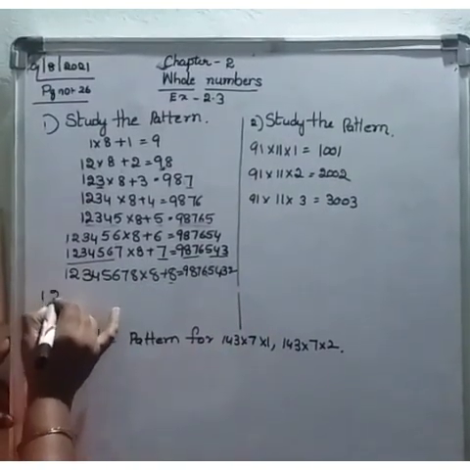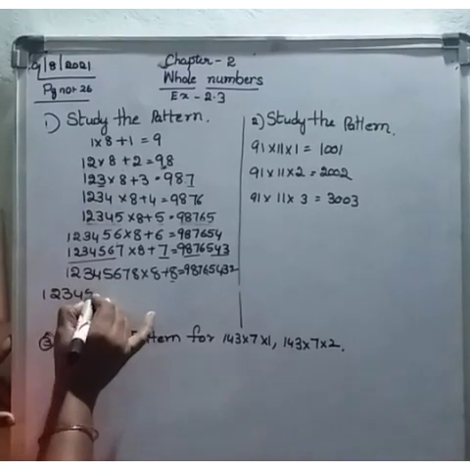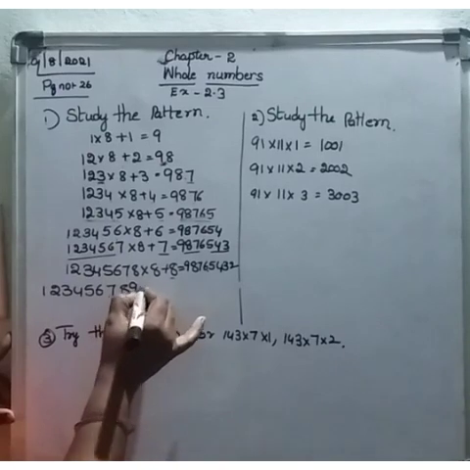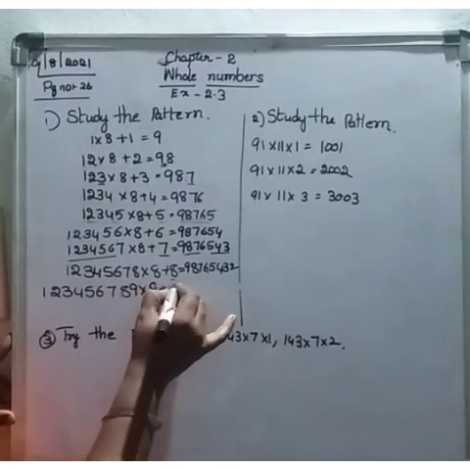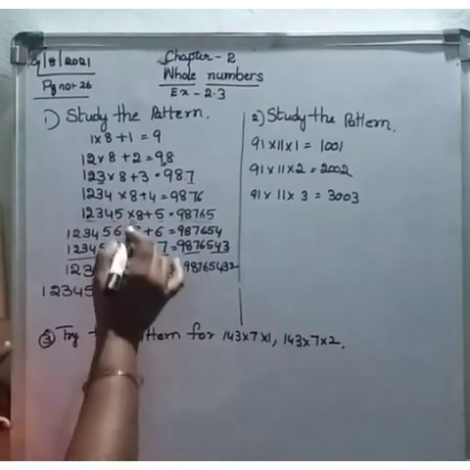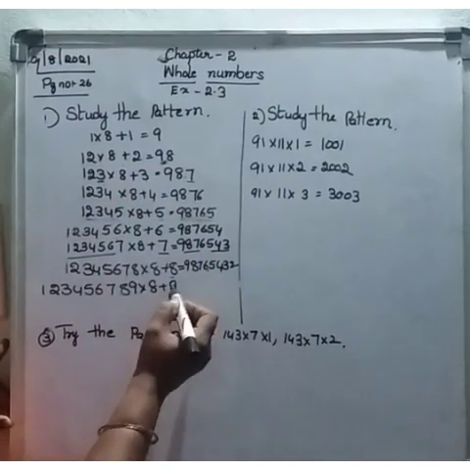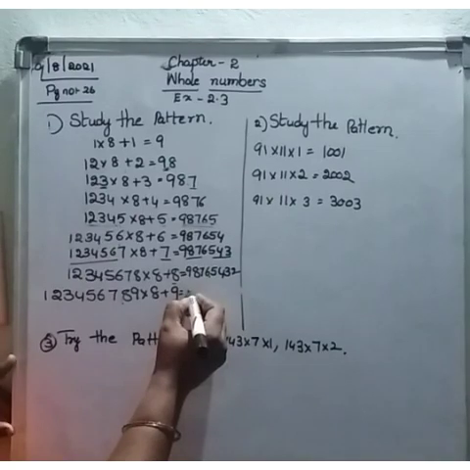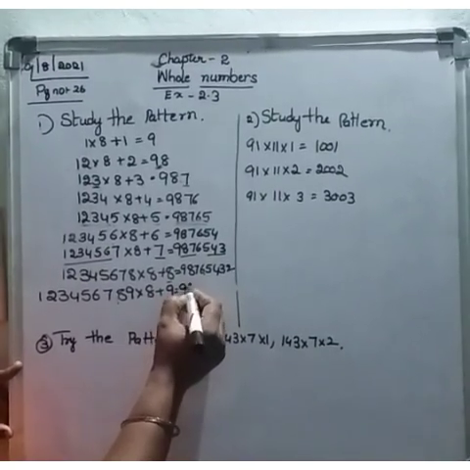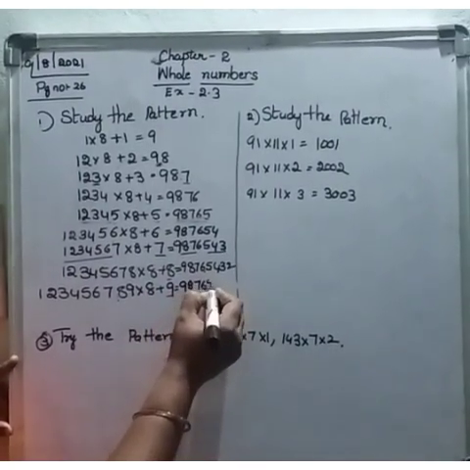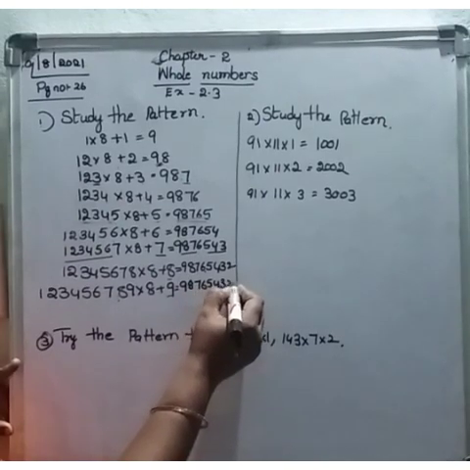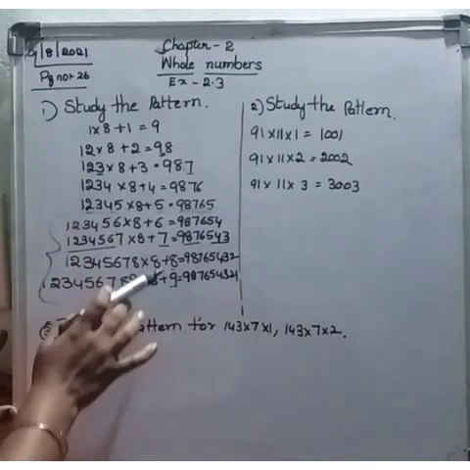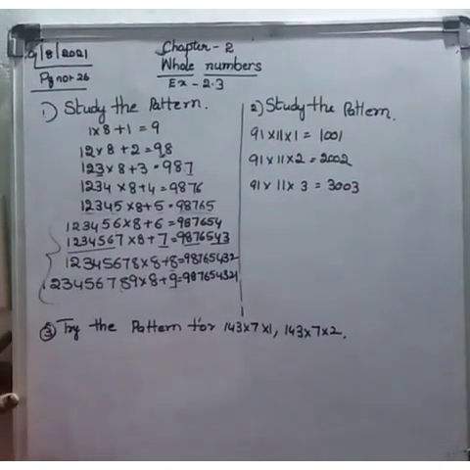Next. 1, 2, 3, 4, 5, 6, 7, 8, 9 into 8 plus 9. Okay? The 8 is the same in all the patterns. Only this number and one more number increase here. So the answer we have to get here is 9, 8, 7, 6, 5, 4, 3, 2, 1. These are the 4 answers. Next 4 patterns of this given pattern. Right?